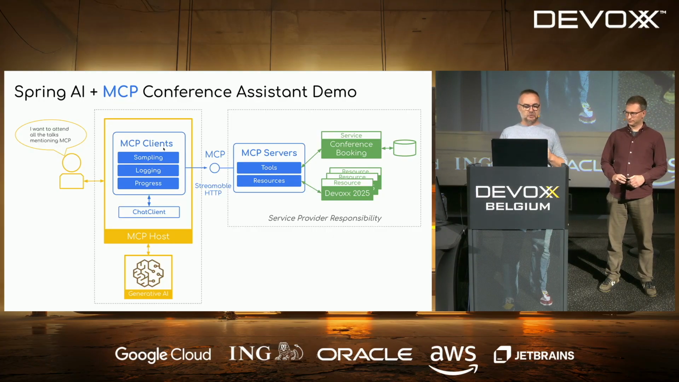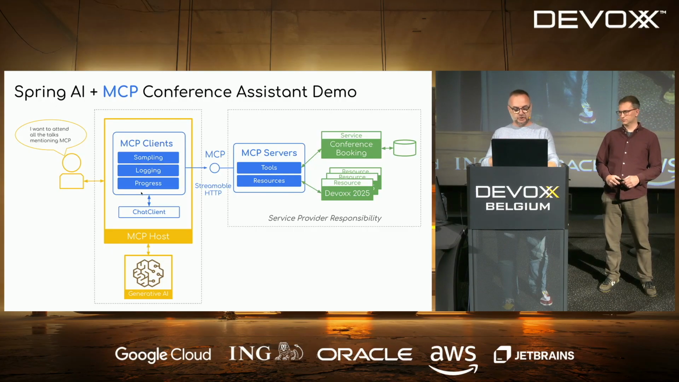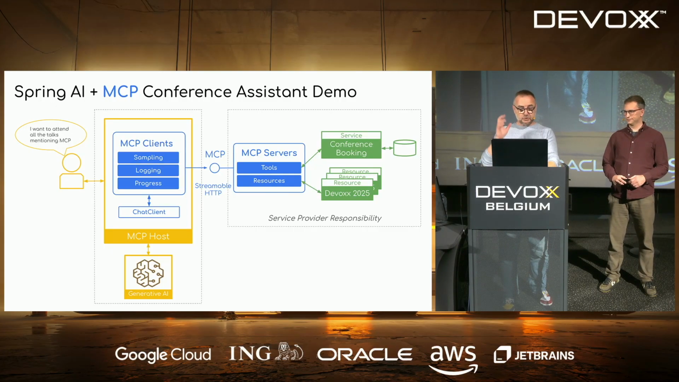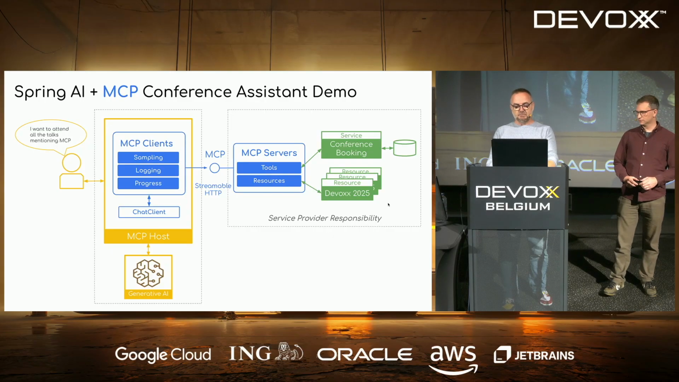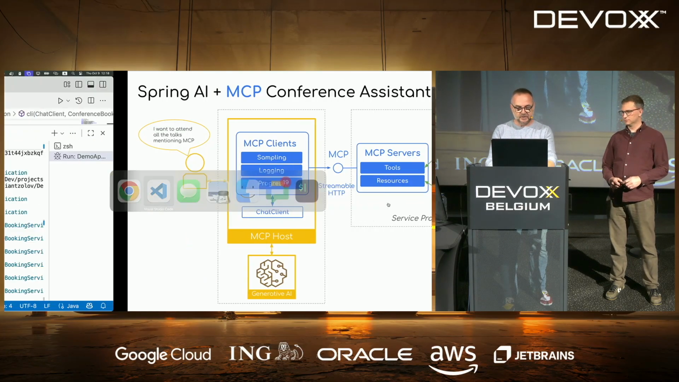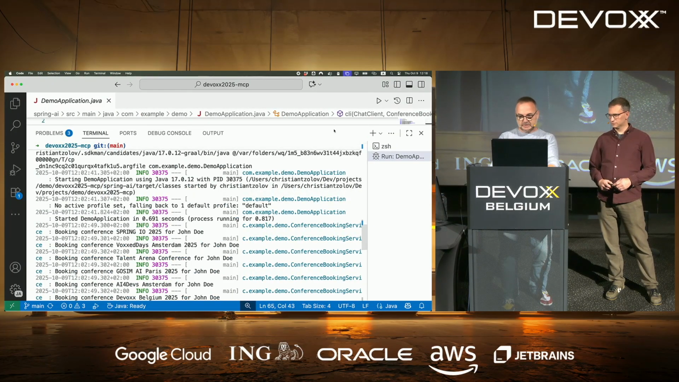Also, in our case, we are going to take advantage of the MCP client capabilities, enabling sampling, logging and progress to help this bidirectional interaction and rich communication between both parties. Let's wear our service provider responsibilities hat first and build the server part of our application.